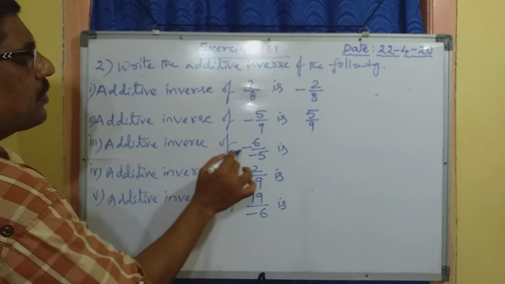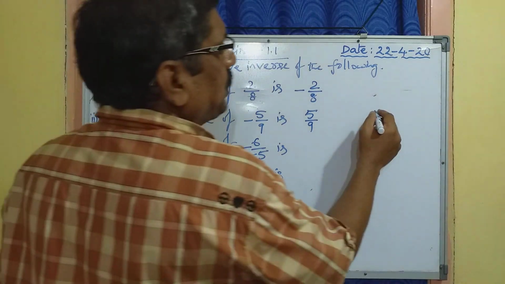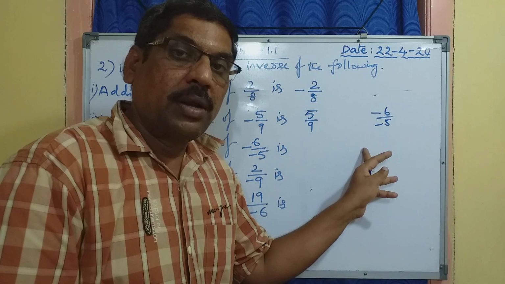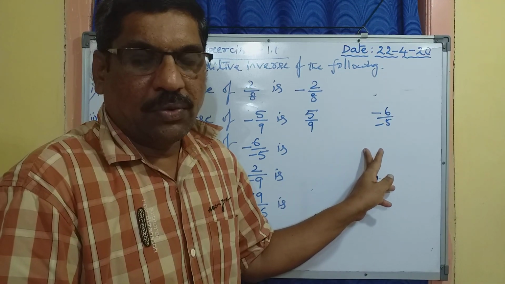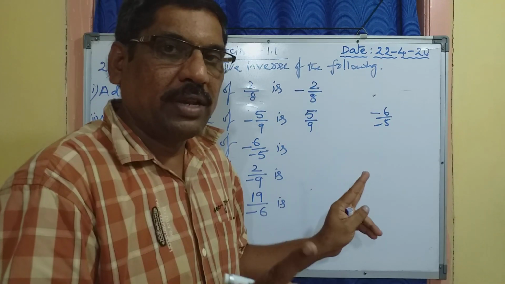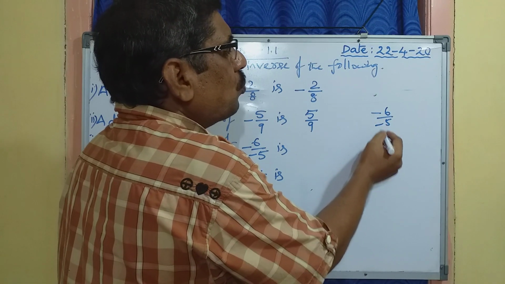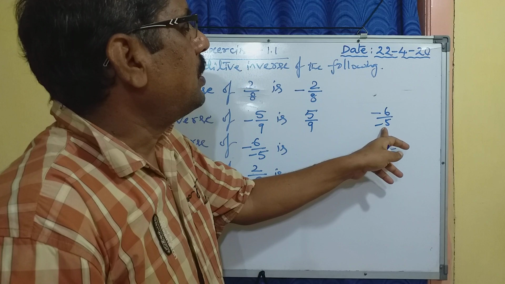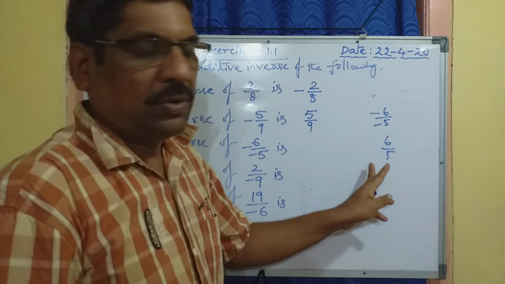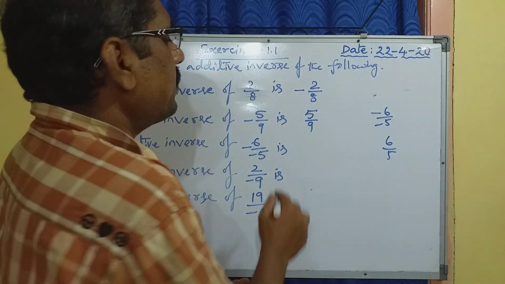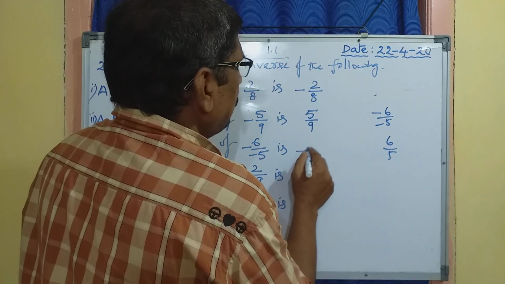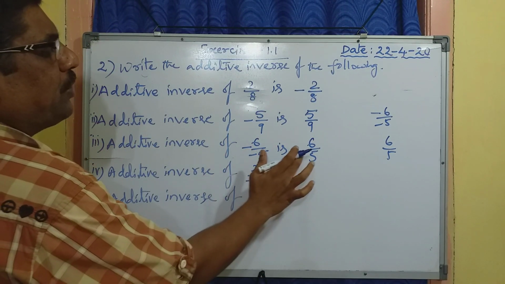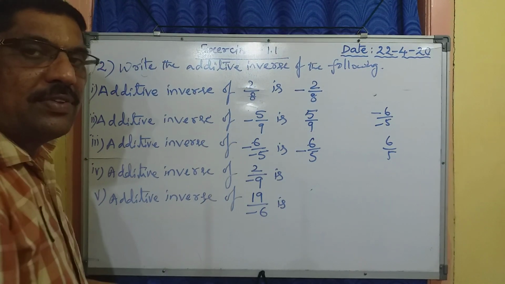Now, additive inverse of minus 6 by minus 5. Actually, minus 6 by minus 5, both the numerator and denominator have minus. Okay. If your fraction has two minuses, by multiplying those two, we get plus. So, indirectly, it is given as 6 by 5. Okay. 6 by 5. What is the additive inverse of 6 by 5? Minus 6 by 5. Therefore, the additive inverse of minus 6 by minus 5 is minus 6 by 5.